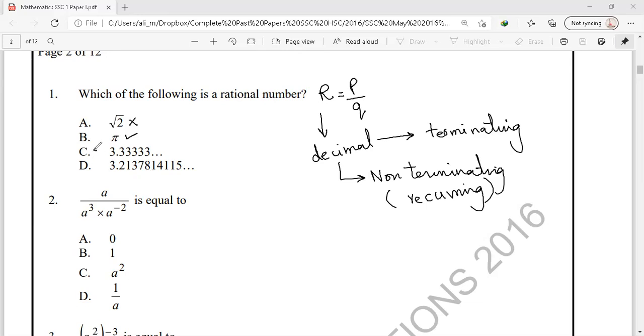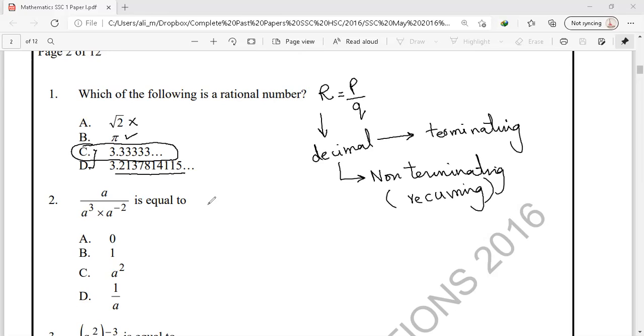Next, we have these two options in which both of the decimal numbers are non-terminating, and the main difference, as we can see in this option, is that this non-terminating number is non-recurring. There is no repetition of any of the numbers. So this option C is the correct answer. That is the rational number because it is non-terminating as well as non-recurring.